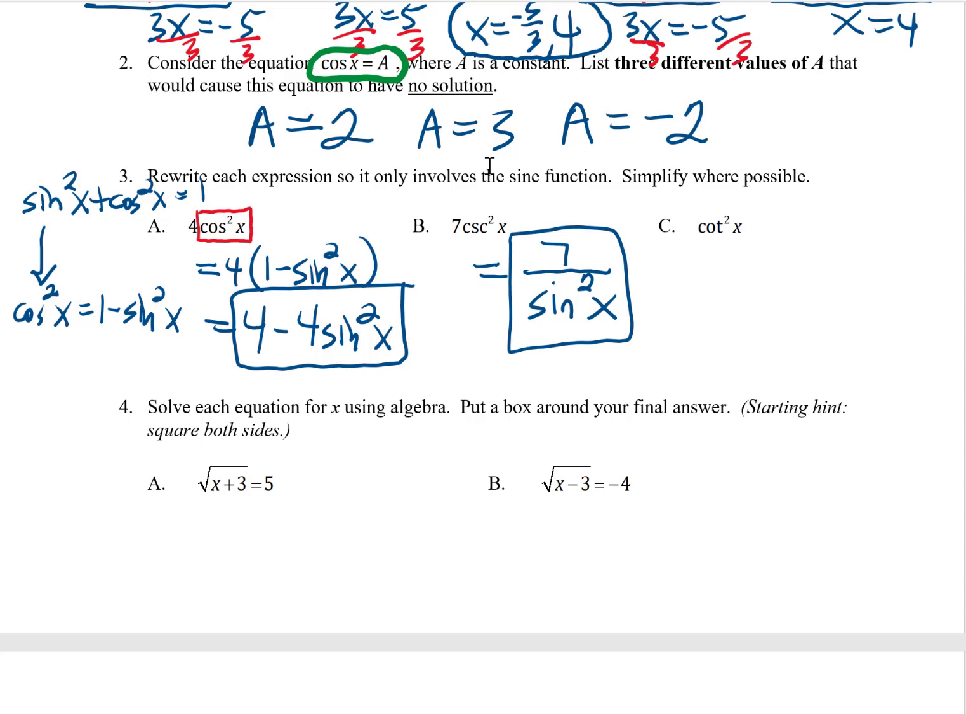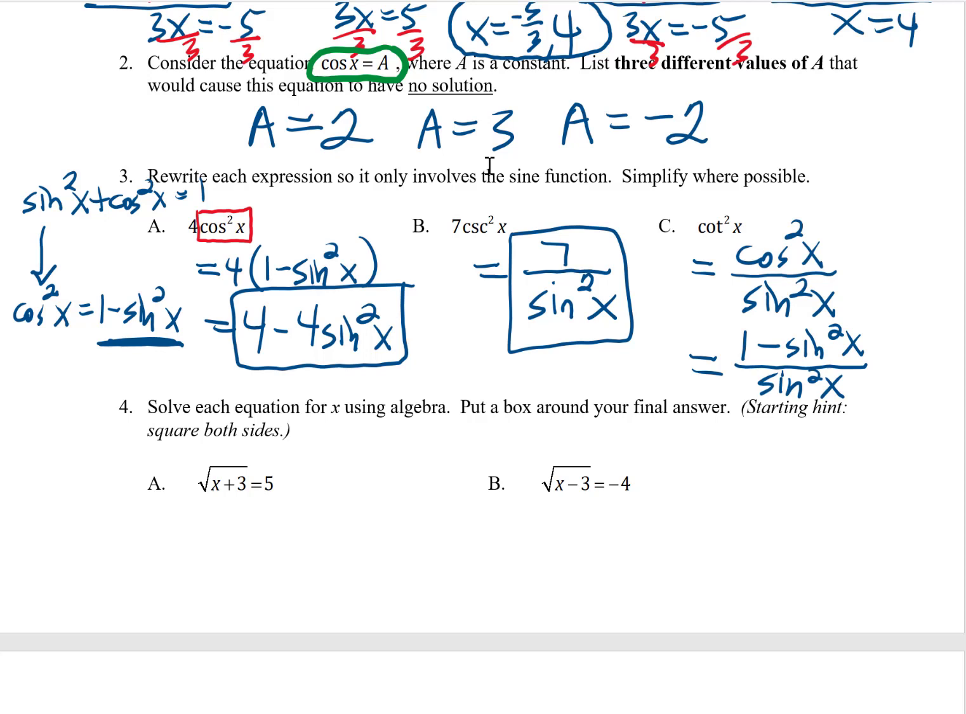And then part C, let's see, when I see cotangent, of course, I'm thinking about the quotient identity. I could change this to be cosine squared x over sine squared x. So I'm on my way. I've got the sine function in there, but then I need some way to get rid of the cosine squared x. Well, I'll just do the same thing we did back in part A. I have a replacement for cosine squared x. It's that 1 minus sine squared x. And as soon as I fill that in, I'm done. I've rewritten the original expression so that only sine is used.